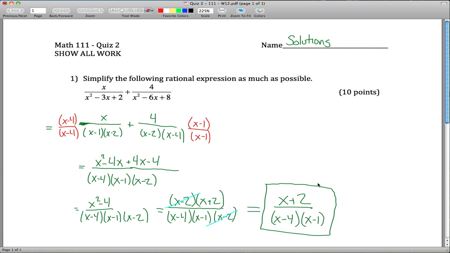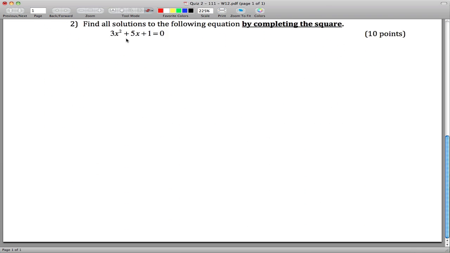All right, moving on to number 2. In the second problem, we have to find all solutions to this equation, but you have to make sure you complete the square. We're going to do this problem in class, so I will do it the way that I do it in class.